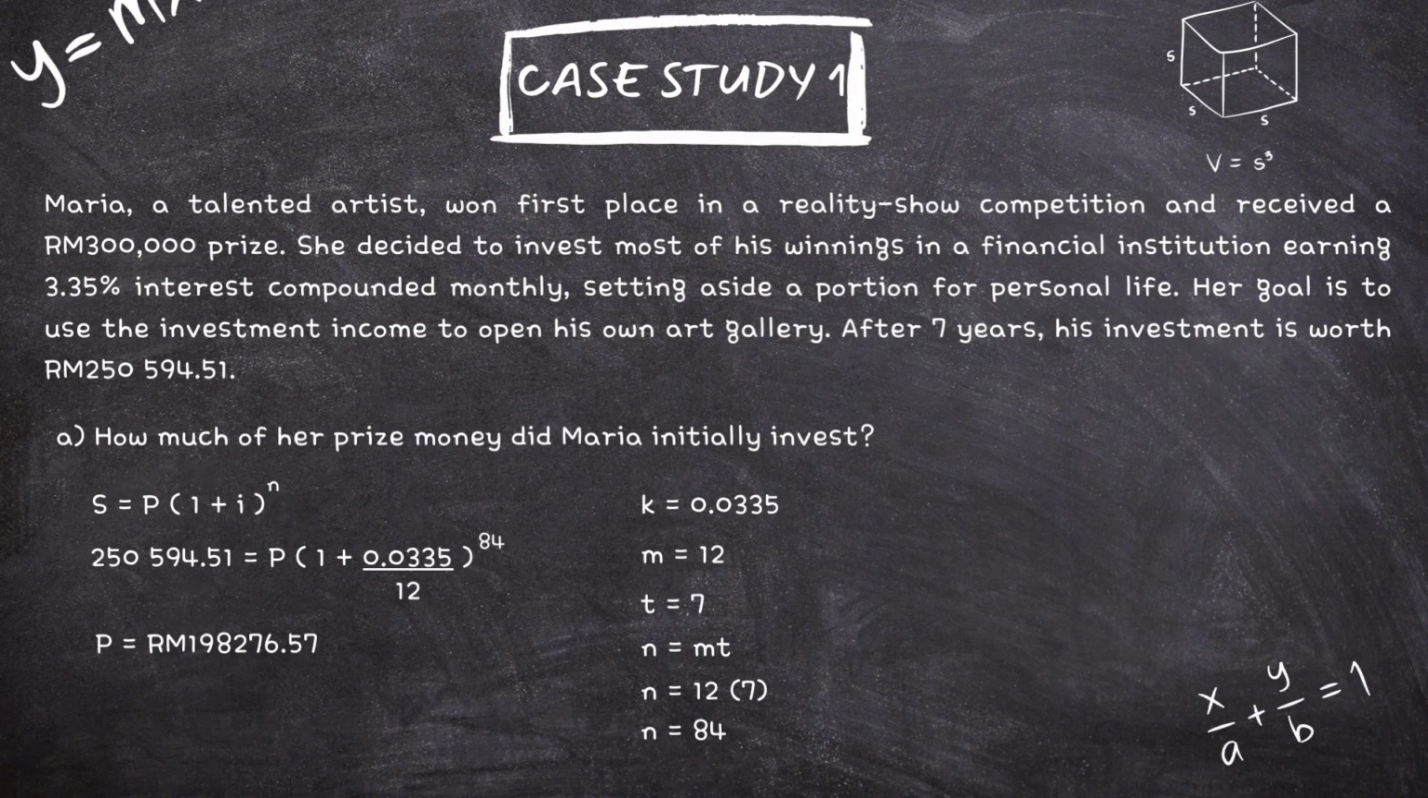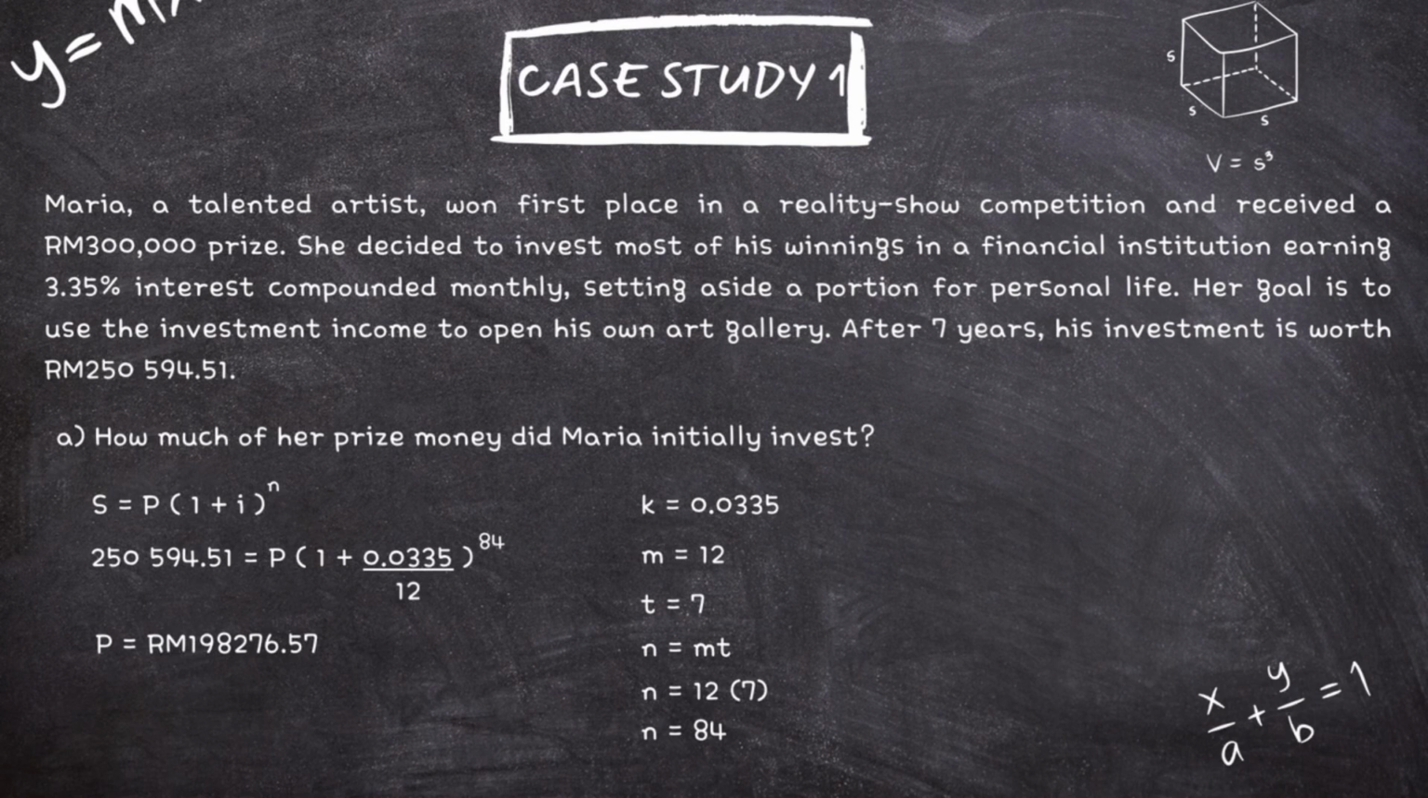Case Study 1. Maria, a talented artist, won first place in a reality show competition and received a 300,000 ringgit prize. She decided to invest most of her winnings in a financial institution earning 3.35% interest compounded monthly, setting aside a portion for personal life. Her goal is to use the investment income to open her own art gallery.